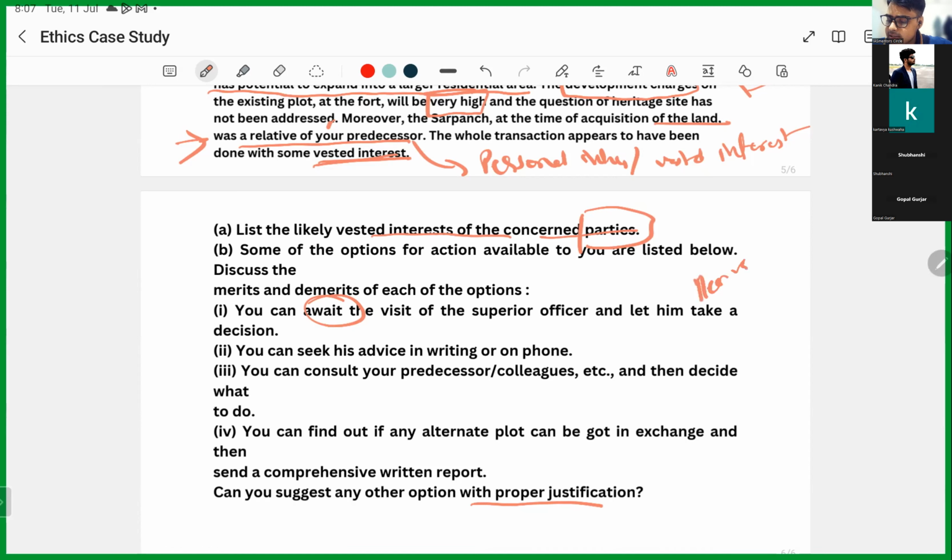Means versus ends. Yes, good enough. Okay, means versus ends. I hope you will be able to say that your means should be right as well. What is your role? That is the means. Superior will take the decision. That is the end.